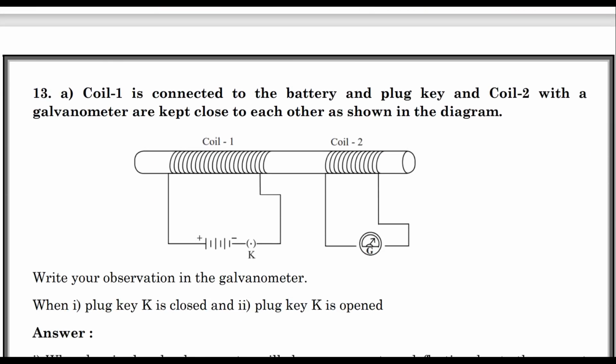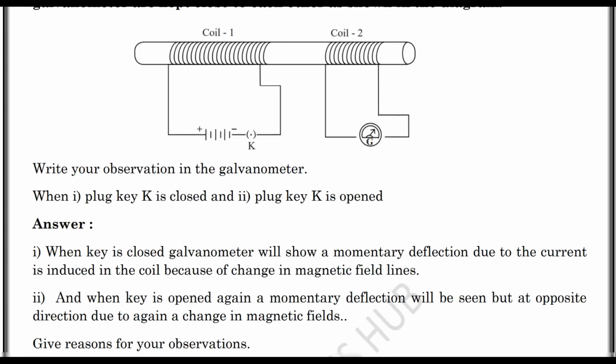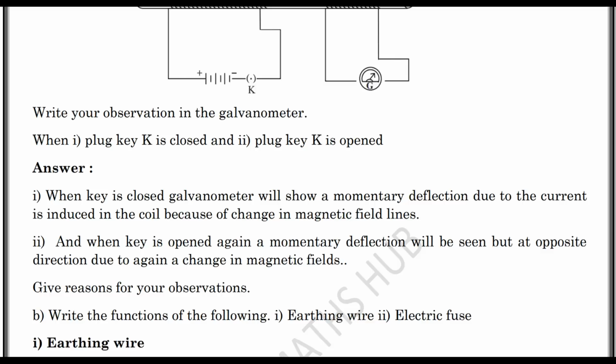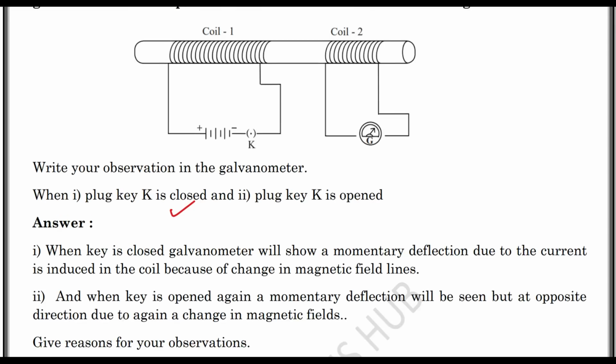Coil 1 is connected to a battery and plug key. Coil 2 is connected to a galvanometer, kept close to each other as shown in the diagram. Observe the diagram and answer these questions. What happens when the plug key is closed?